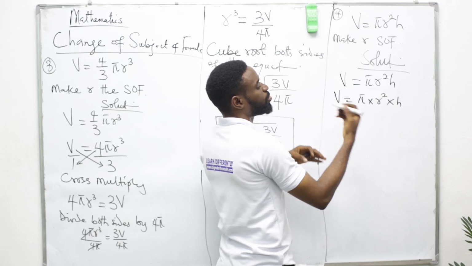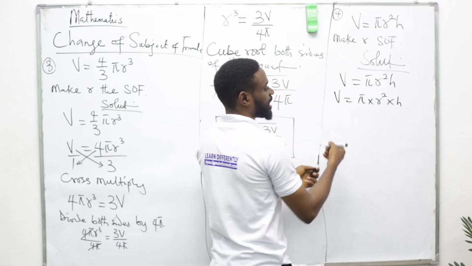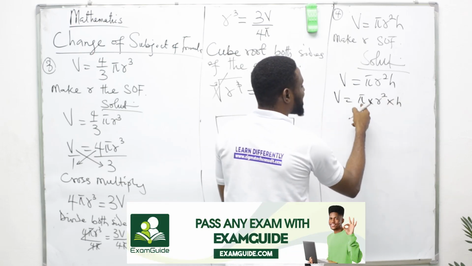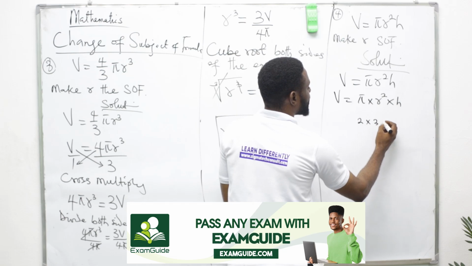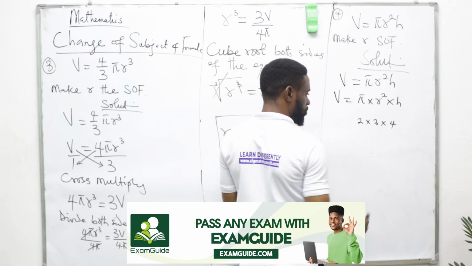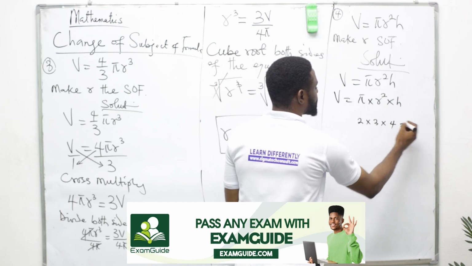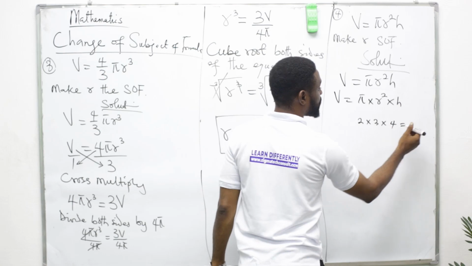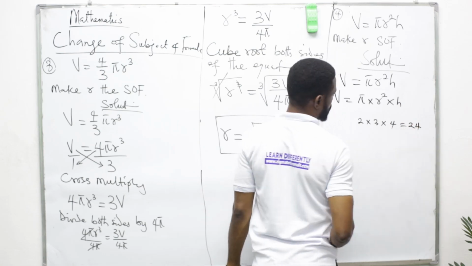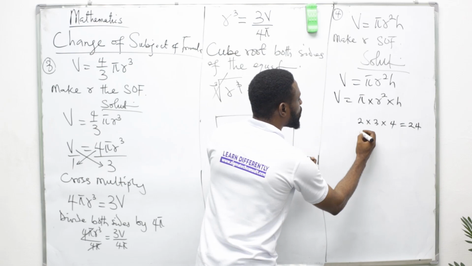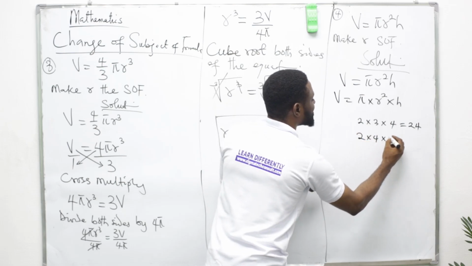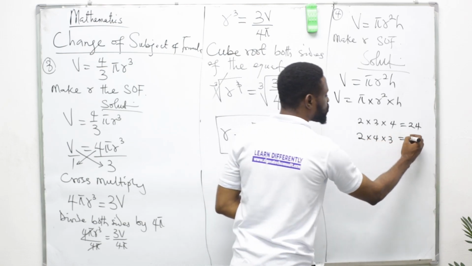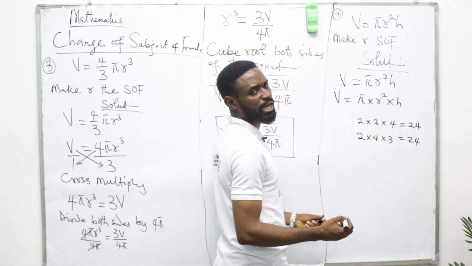And in multiplication, you can decide to put H here or anywhere. For example, let's say we have 2 times 3 times 4. 2 times 3 is 6. 6 times 4 is 24. We can also say let 2 be here, let 4 be here, and let 3 be here. It will also give you 24. 2 times 4 is 8. 8 times 3 is 24. That is one beautiful thing about multiplication.